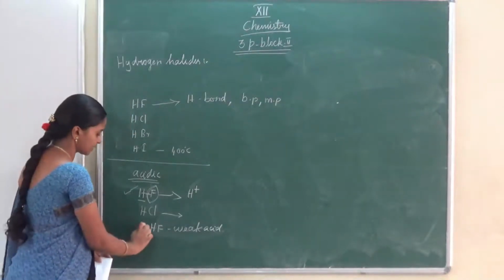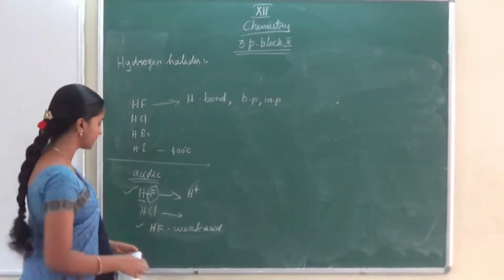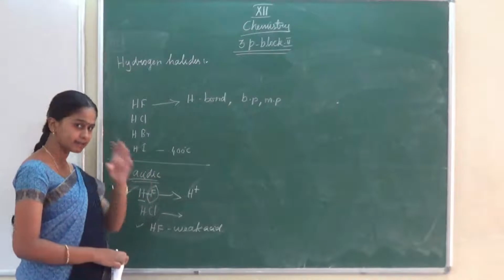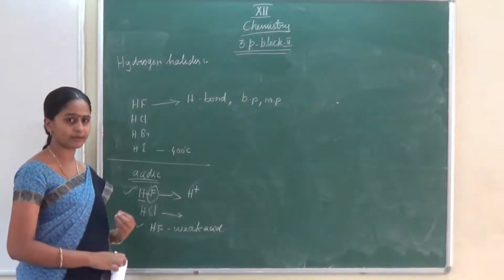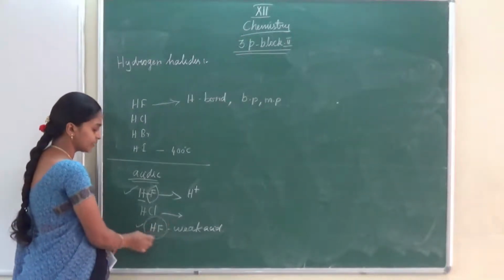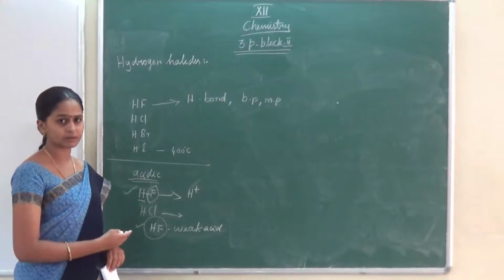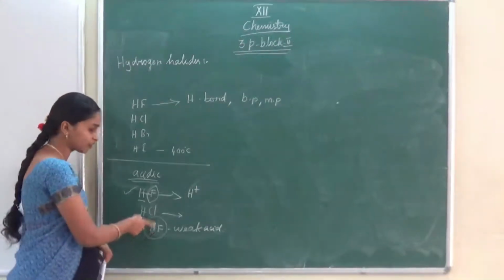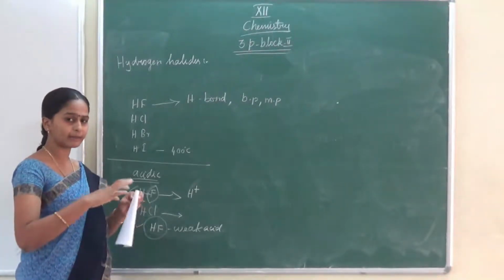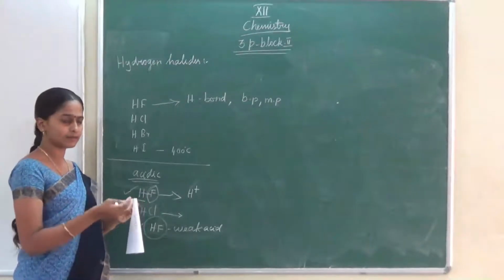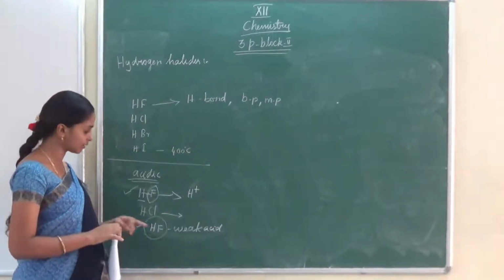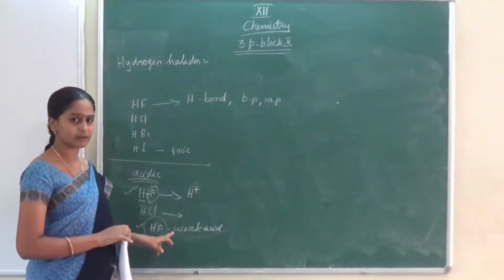Another special feature of HF is there. In our lab, we have stored hydrochloric acid in glass bottles. The glass bottles are made up of silica and silicates. Now we cannot store HF in glass bottles, because it will react with the silica or silicate present in the glass bottle and make the bottle dissolve. It will turn the bottle into a watery substance. That's why we cannot store HF in a glass or silica bottle.